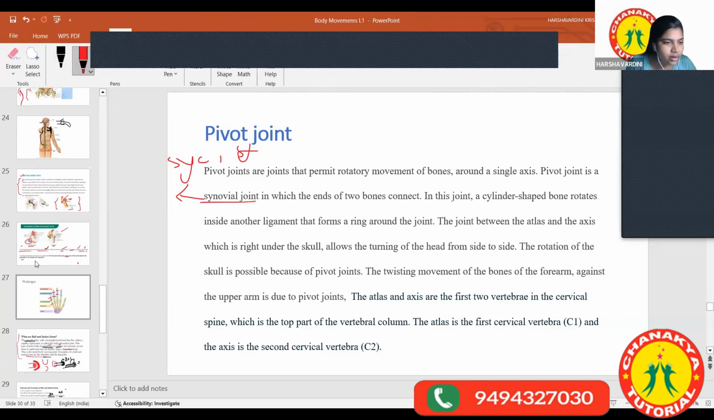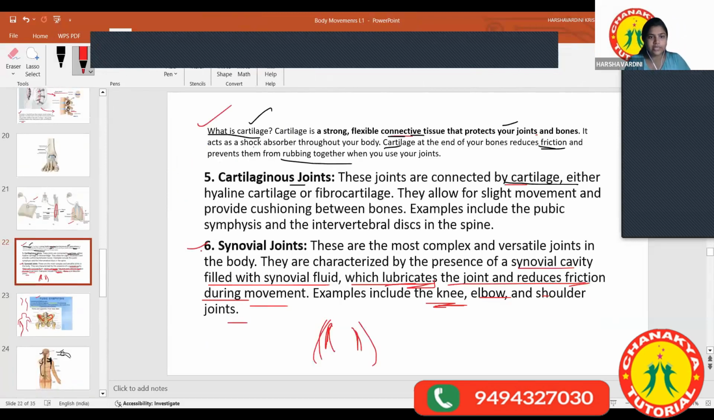We studied this here. If you want, I'll go back to the slide. See here, whenever we say synovial joints, by default they are characterized by the presence of a synovial cavity with the fluid also. Whenever I say a synovial joint is present, synovial fluid is also present, and the synovial cavity is also present.